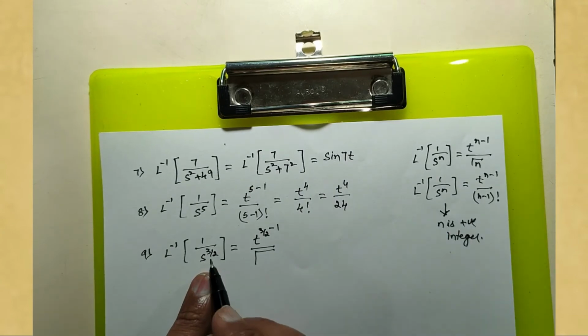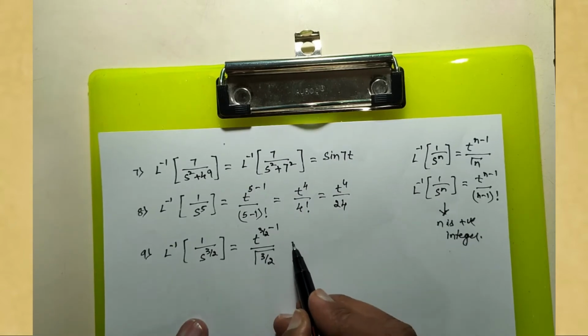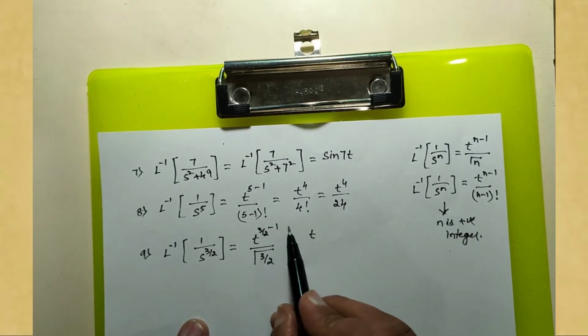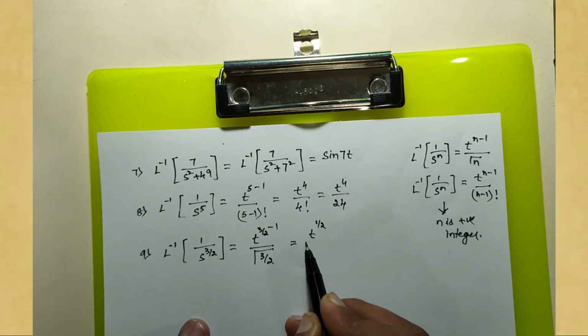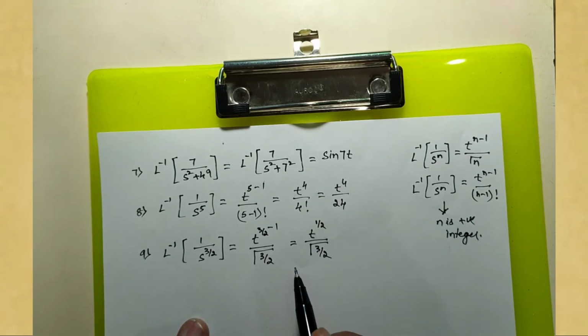So the n value over here is 3 by 2. This can be written as t power of 3 by 2 minus 1. If you just take the LCM and simplify, 3 by 2 minus 1 will be 1 by 2, whole divided by gamma of 3 by 2. So you need to find out this value of gamma of 3 by 2.